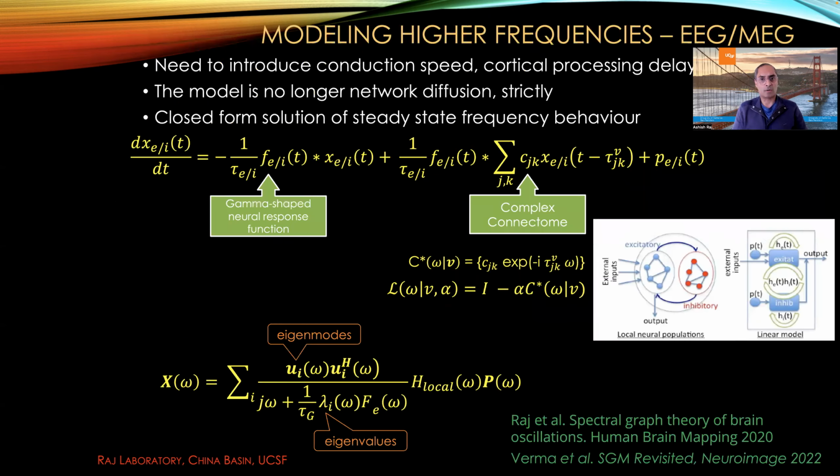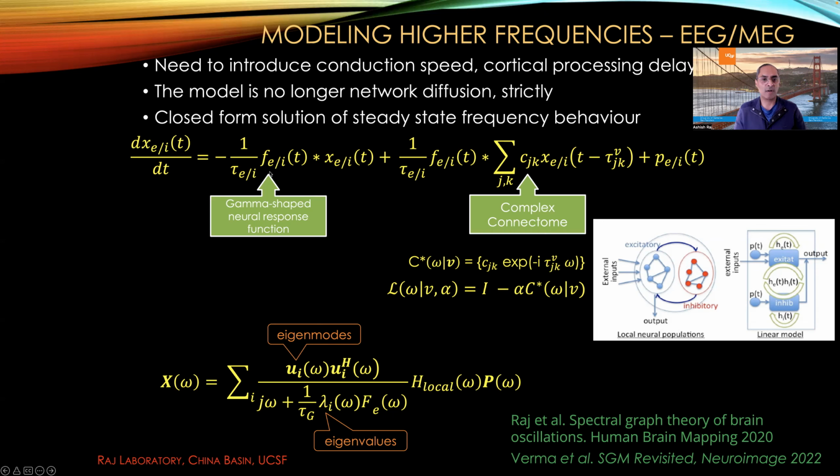And this is the entire model. Obviously, as I mentioned, we need to introduce conduction speed. And as I mentioned before, there is a complex connectome now because delays become phase in frequency space. And then you can define a complex Laplacian, again, now as a function of frequency omega, shown here. Another thing noteworthy about this model is that there is a local response coming from the local neural mass model and a macroscopic response coming from this equation shown here.